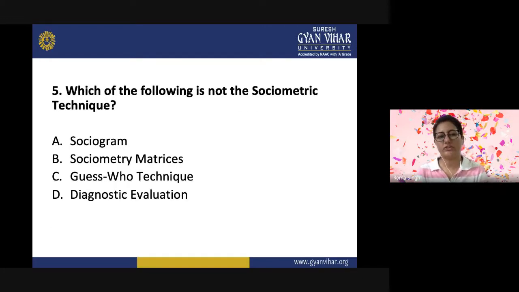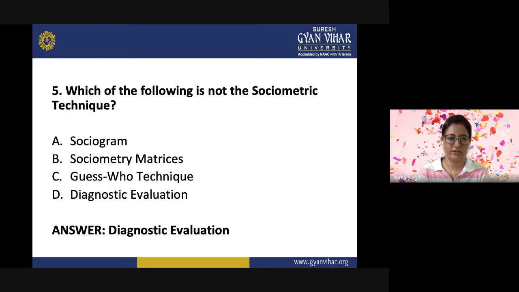The next question is, which of the following is not a sociometric technique? So this we have discussed recently, that there are 4 basic techniques which are used while measuring interpersonal relations through sociometry. And the options are sociogram, sociometry matrices, guess who technique, or diagnostic evaluation. And diagnostic evaluation is not a part of the sociometric technique because the first 3 options are correct, and these are the techniques which are used.